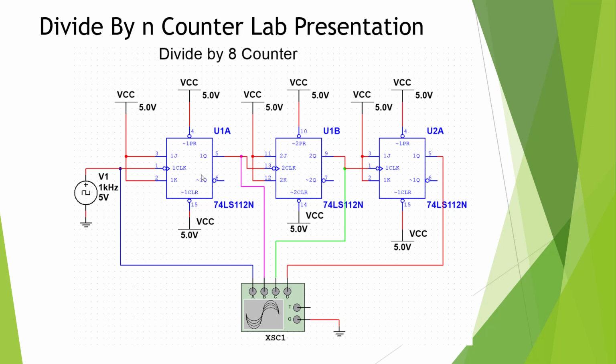Okay, we have standard JK flip-flops set up in the toggle mode, and we have our oscilloscope and a 1 kilohertz square wave going into it. And this one's set up in asynchronous mode where we're going from Q to the clock. It's opposite to the notes that I showed because the other one was a positive edge trigger. This is a negative edge trigger, so we're going to go from Q to the clock instead of the other way around.